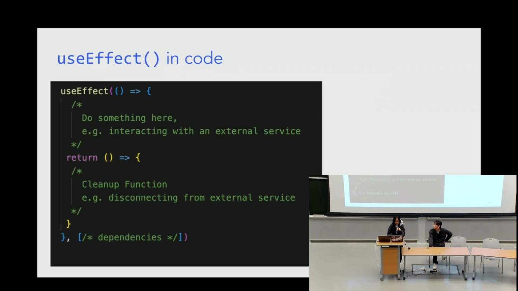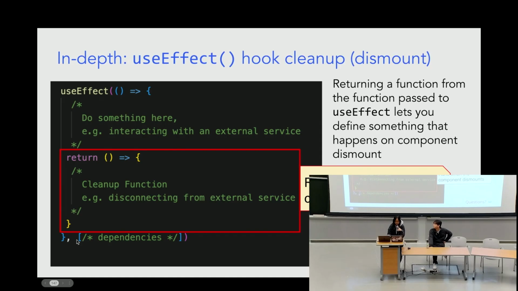Okay. And this is what you're going to see when you find useEffect in the code. You're going to have the function call and then this argument where we pass in a callback function. And then notice that we can actually return something in this callback function. You can think of it as kind of a cleanup function that gets called every time this component is dismounted. And then the second argument is the dependency array. Okay, so yeah, what I just kind of said.